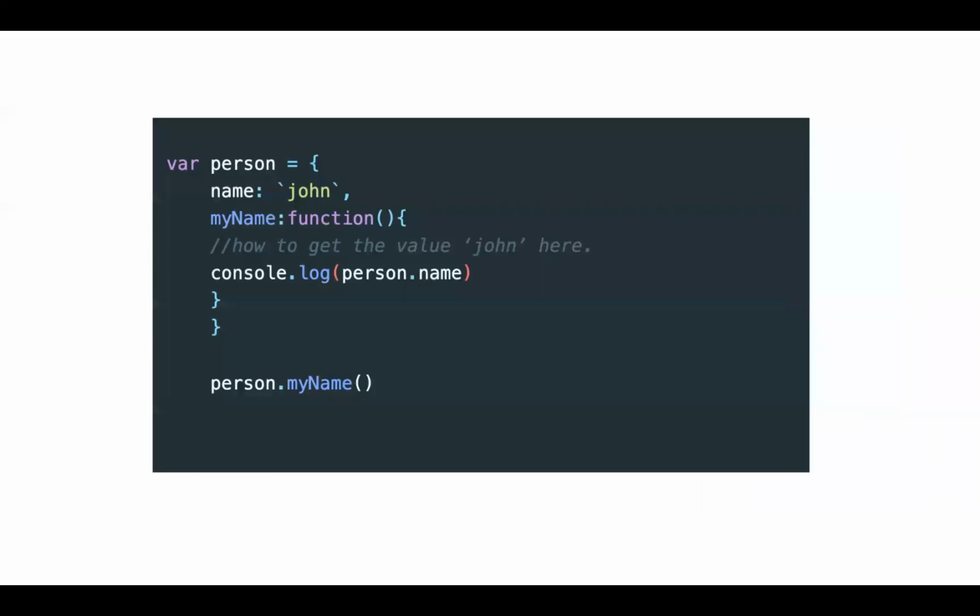In such cases, if you just look at this code, I have typed out name as John. Okay, that's fine. And then I have a function. What do we call a function which is inside of an object? We call it a method. The name of that method is myName. And basically what I want to do is get the value of that name as John.